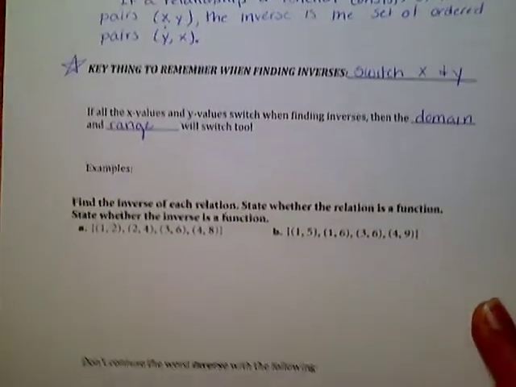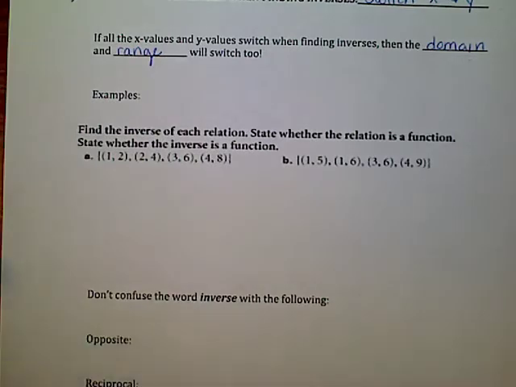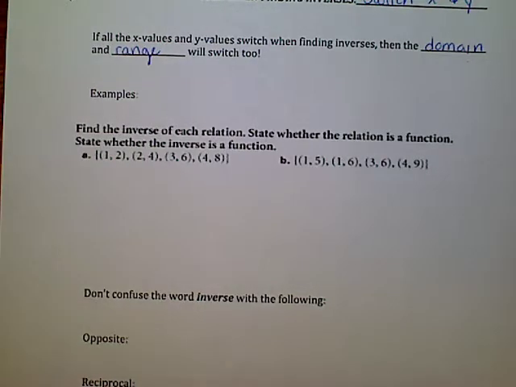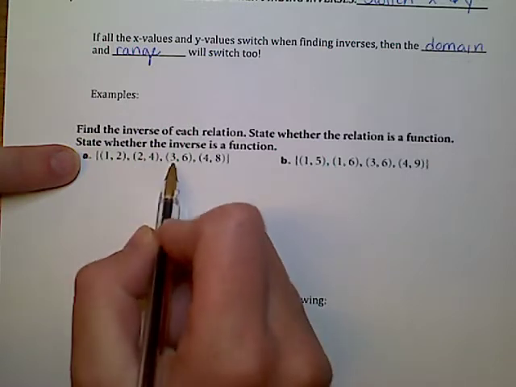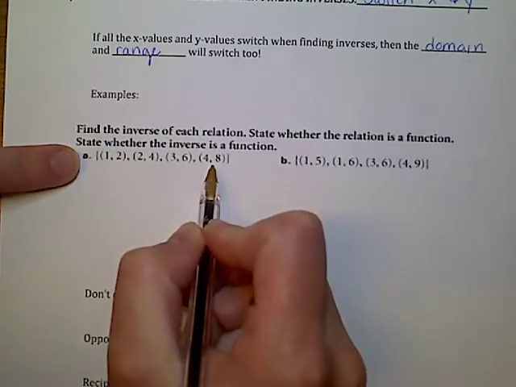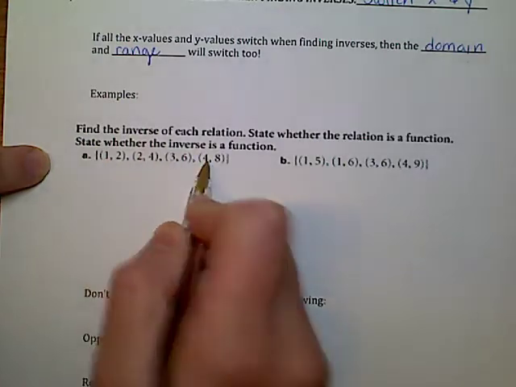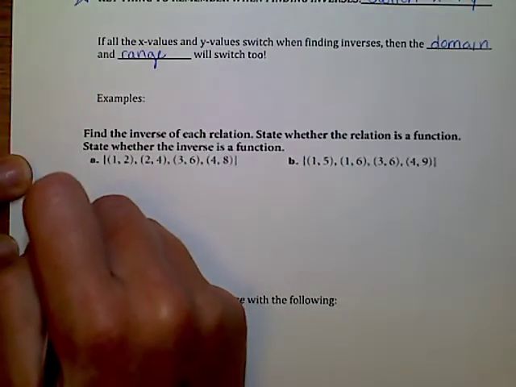So easy examples are when relationships come to us in a set of points or a table. In class, we're going to work with sets of points and finding the inverses, but we'll also find the inverses of graphs and equations, but we're going to keep it simple. If I have this set of points, 1, 2, 2, 4, 3, 6, 4, 8. That relationship is a function, by the way. None of the x's repeat themselves, so that's good. But the inverse, it's super easy.